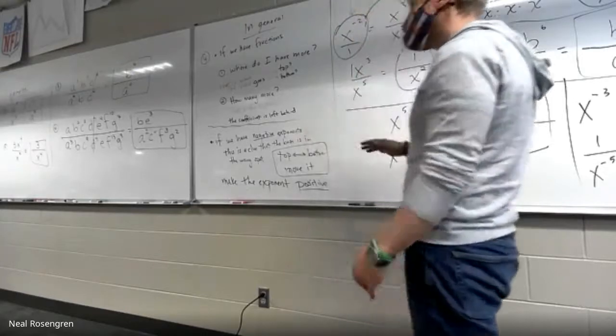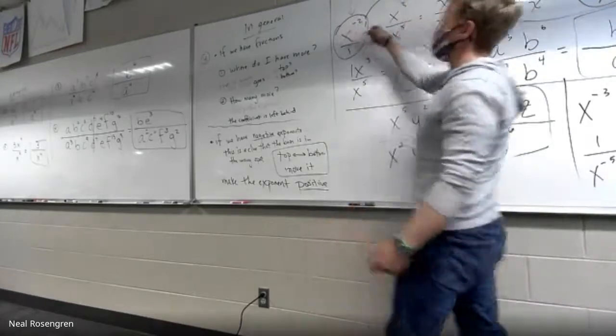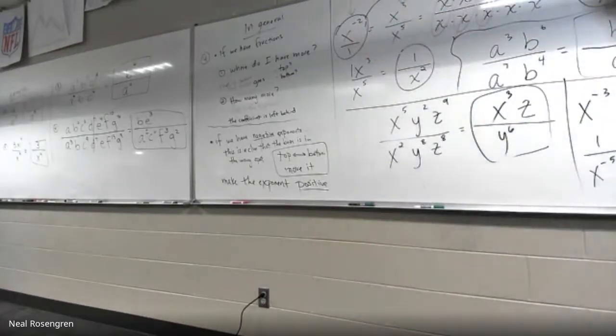If you have a negative exponent, it's a clue that that is in the wrong spot. If it was up top, it's supposed to be on the bottom. If it was on bottom, we got to move it up to the top. And when we make that move, that negative exponent becomes positive. Okay, now that's a few things that we have to remember for sure.